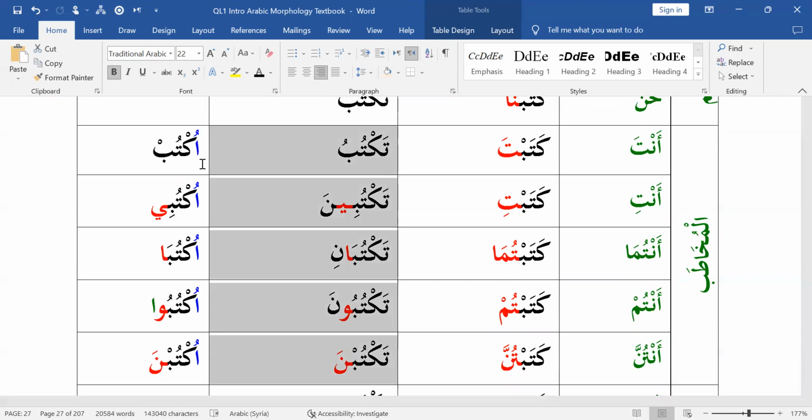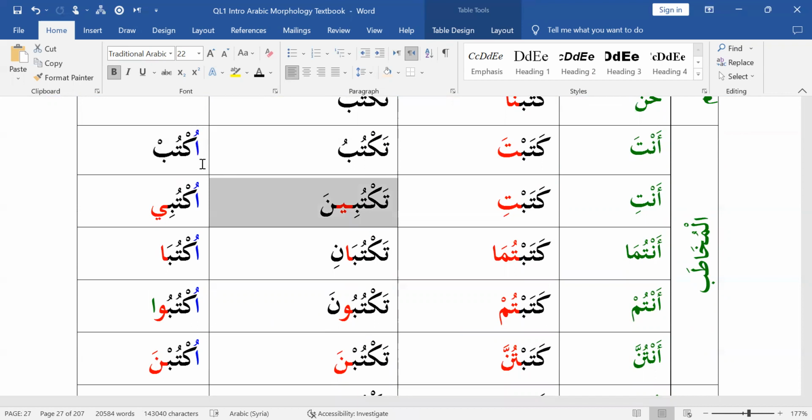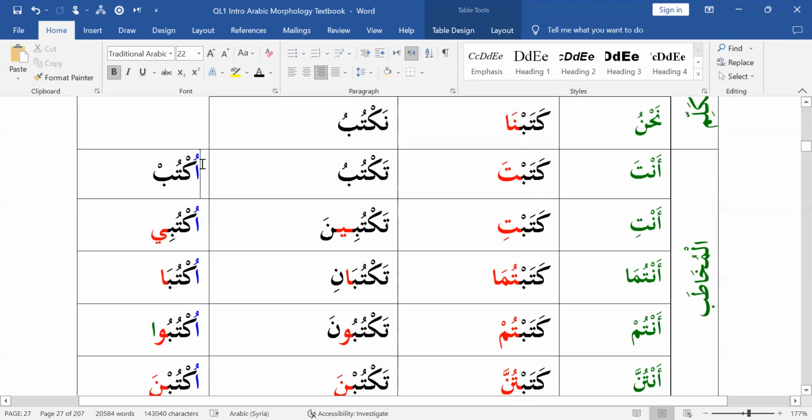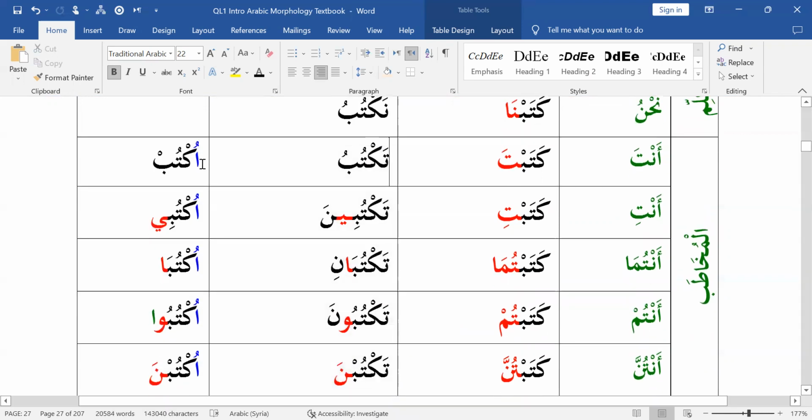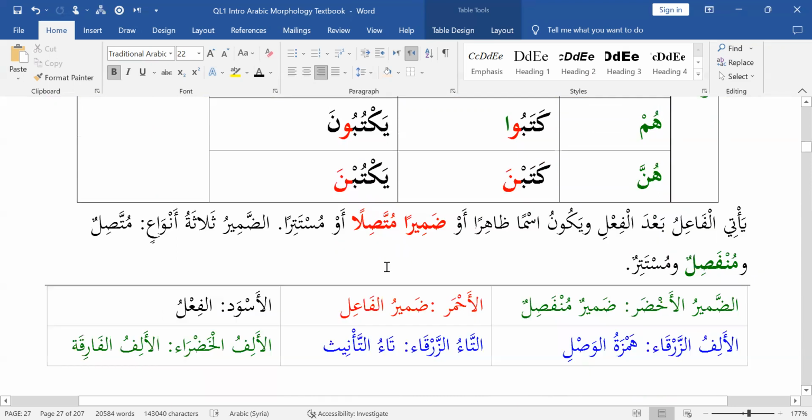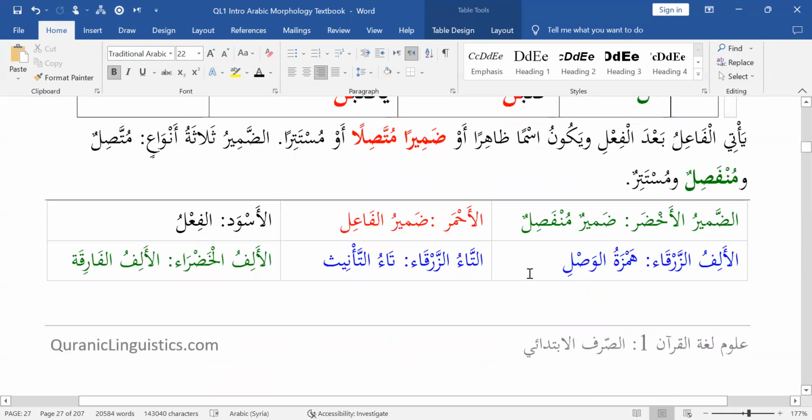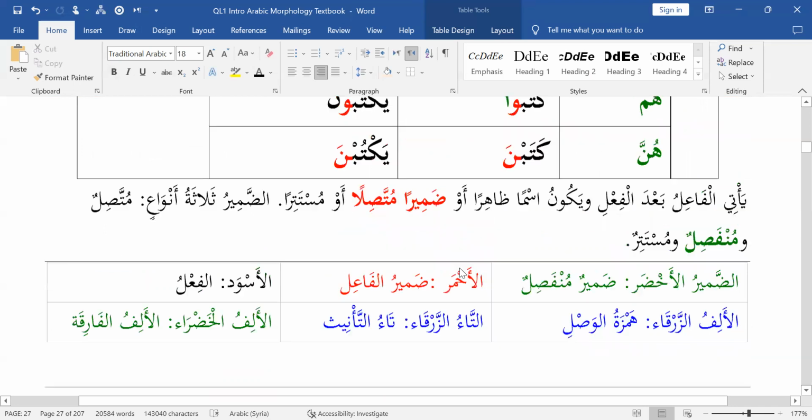If you look at mudari, there's no red here. You look at red here, the ya is red, the same ya is red. So the fa'il of al-amr looks just like the fa'il of its matching al-mudari. Al-ahmar, damir al-fa'il, no surprise there. At-ta'u zarqa, the blue ta is ta'u ta'nif.